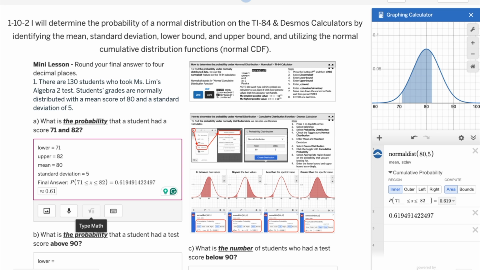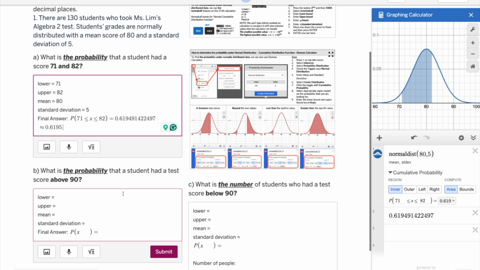0.6195, because I want to round to 4 decimal places. So that's my probability for this case. So about 62% of the students scored between 71 and 82.